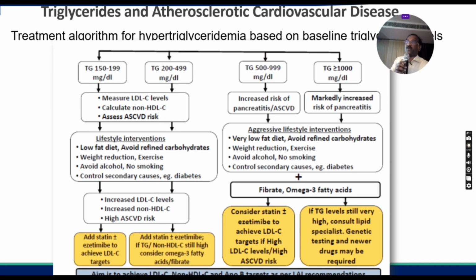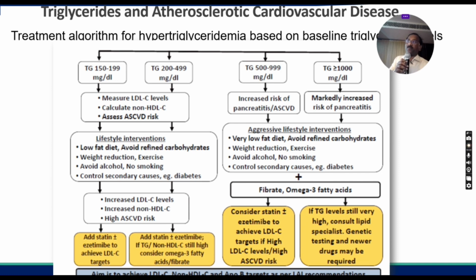Suppose the triglycerides are less than 500, then mostly it is the dietary approach and then exercise, and then you can add the statins. Even for the triglycerides, the statins work, because the statins not only reduce the LDL, they also reduce the cholesterol, they also reduce the triglycerides, and they also elevate the HDL. But the reduction of the LDL is more with the statins, about 50 to 60%, and the reduction of the triglycerides is little with the statins, maybe 15 to 20%. And the elevation of the HDL may be 5 to 10% with the statins.